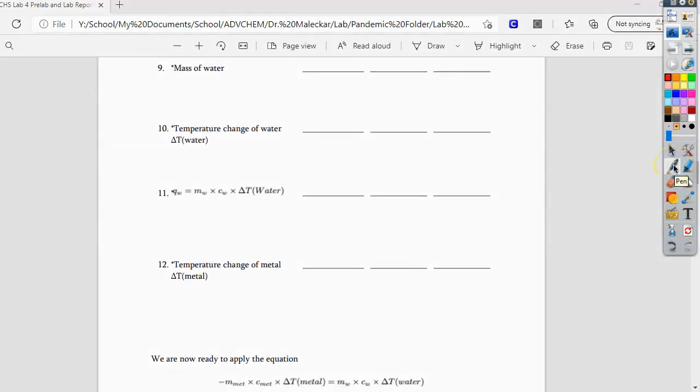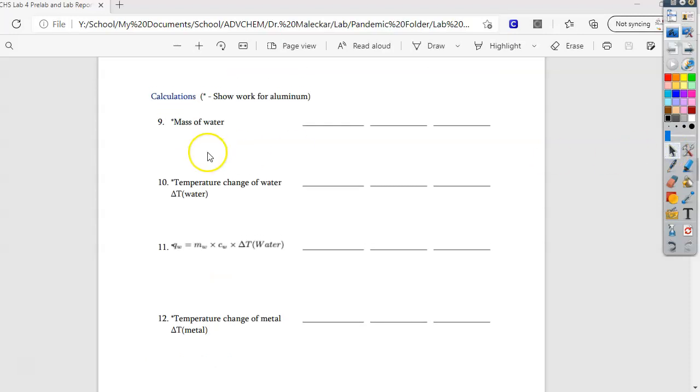Now it tells you to show all your reactions for the aluminum only. So make sure you do show work with units. If you want to include your work on a separate sheet of paper, you can do that. Well, they give you the density, so you know M equals D times V.